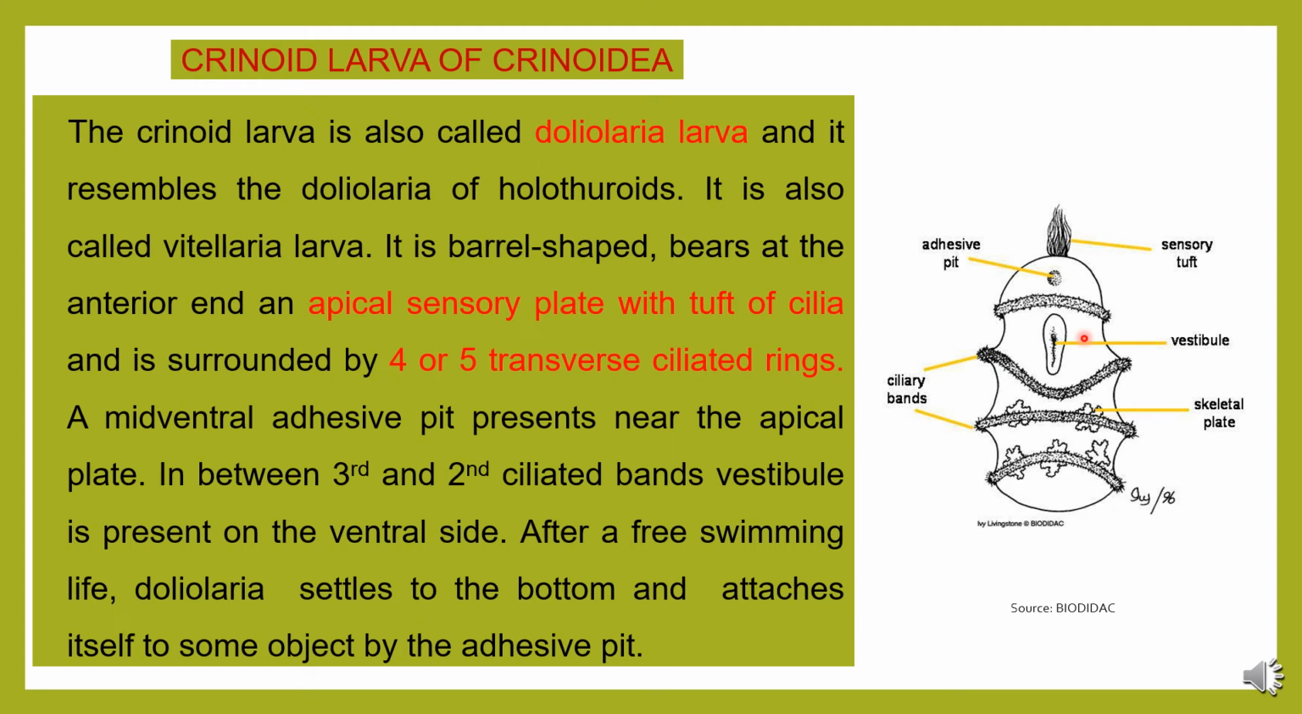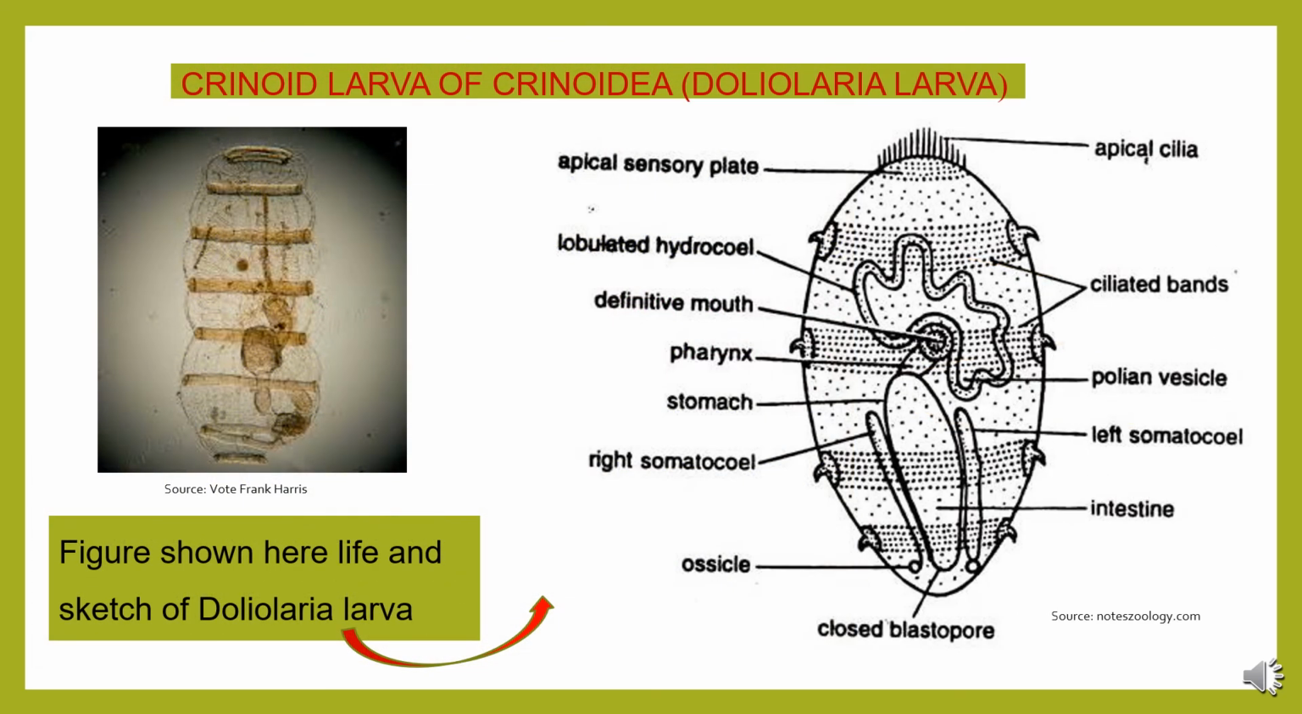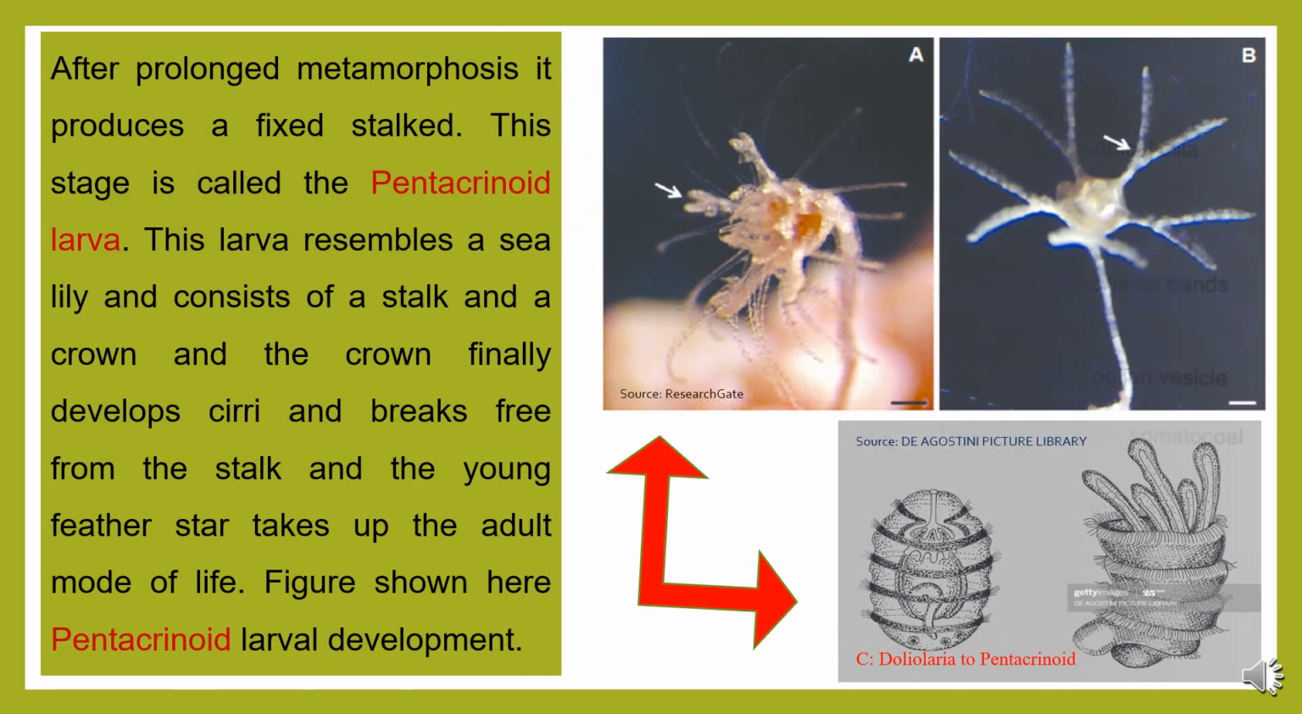After a free-swimming life, Doliolaria settles to the bottom and attaches itself to some object by the adhesive pit. Figure shown here, live and sketch of Doliolaria larva. After prolonged metamorphosis, it produces a fixed stage. This stage is called the pentacrinoid larva.